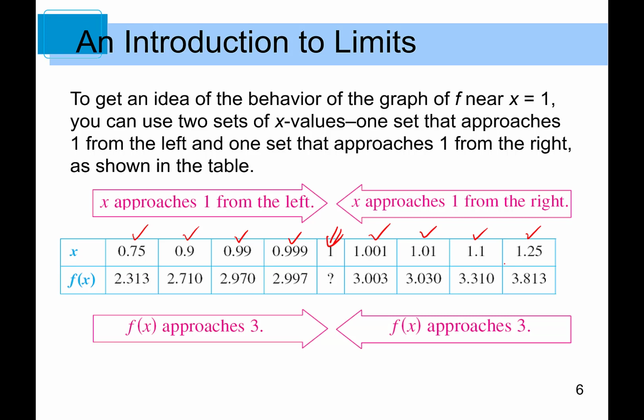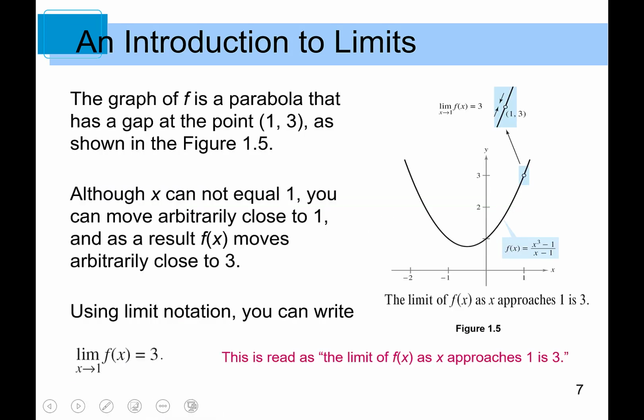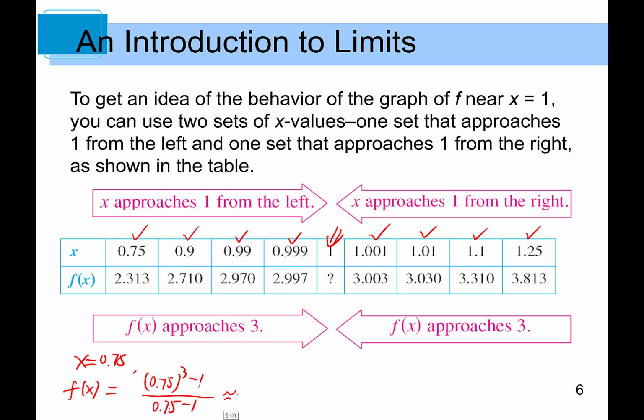So in order to find out the limit behavior at this particular point x equals 1, let's see what the y value is. For x equals 0.75, f of x is going to be equal to 0.75 cubed minus 1 over 0.75 minus 1. If you perform the operation, it turns out to be approximately 2.313. That's how we get all these y values, by replacing the x value with the corresponding x values we selected.